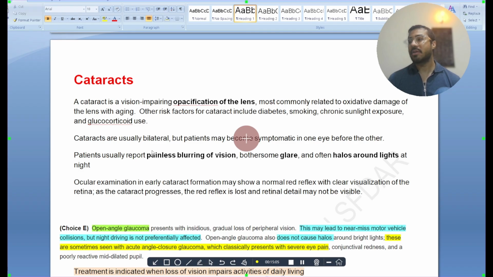Cataracts are usually bilateral. But it's not like both the eyes are being affected at the same rate. They are bilateral, but one eye is usually affected more than the other. So the patient complains of problems with one eye more than the other. Patients usually report painless blurring of vision, bothersome glare, and halos around the light. The halos around the light. This is the highest yield point that I can say about cataracts, halos around the light. This is what helps differentiate cataract from other disease processes which do not have halos.